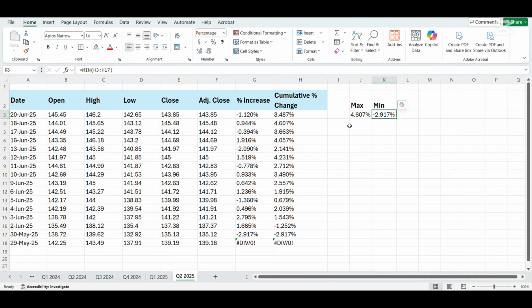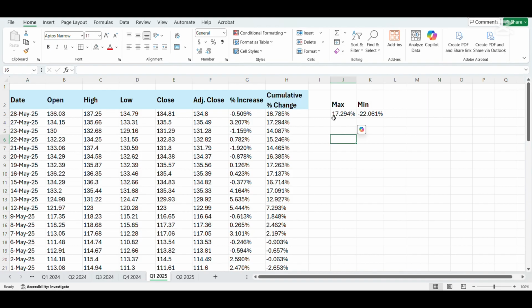So as you see, after the earnings, mostly Nvidia faced the upward pressure compared with the downward pressure. Let's take a look at what happened in the previous quarters. In the previous quarter, Nvidia's maximum cumulative percentage change was 17.2% and the minimum was minus 22%. So in the previous quarter, the more pressure was the downward pressure versus the upward pressure. You see that minus 22% versus 17%.